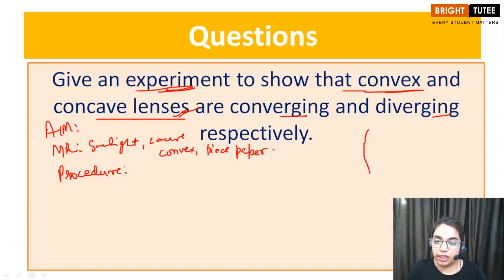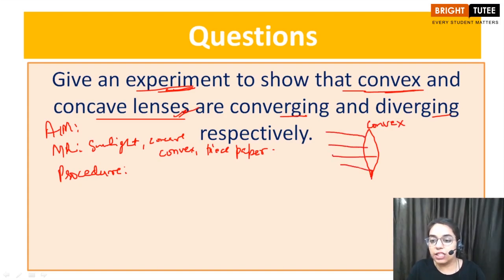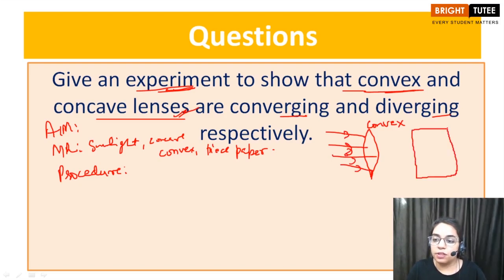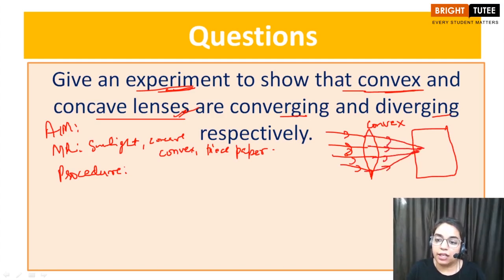First of all, you will take a convex lens, which is thicker at the center, thinner at the edges. You will direct this in the path of sunlight. So sunlight is falling on this lens, and on the other side you will hold a piece of paper. You will observe that all the rays are bent inwards and a sharp image of the sun is obtained on this piece of paper.